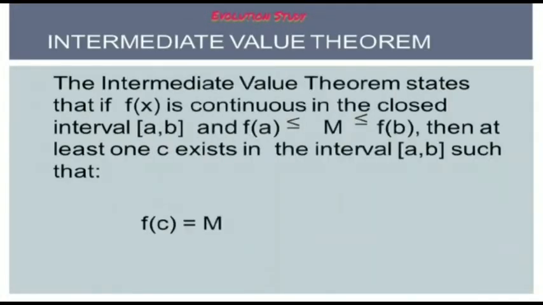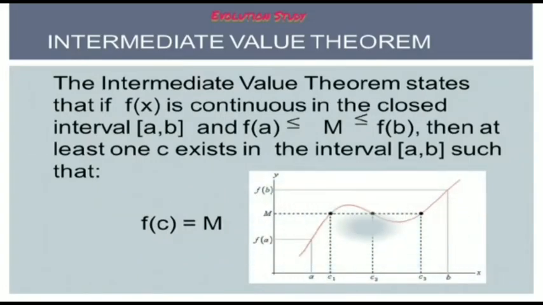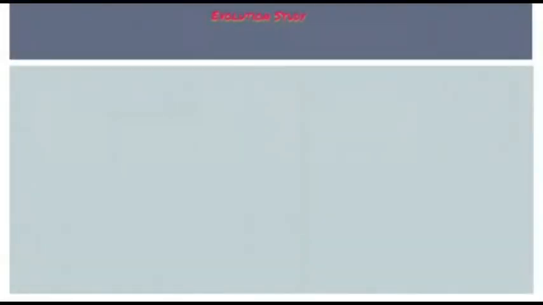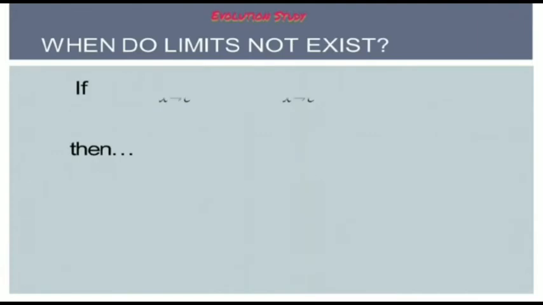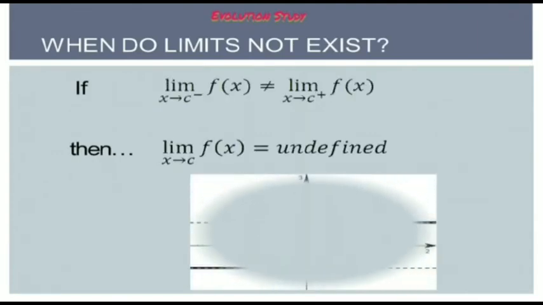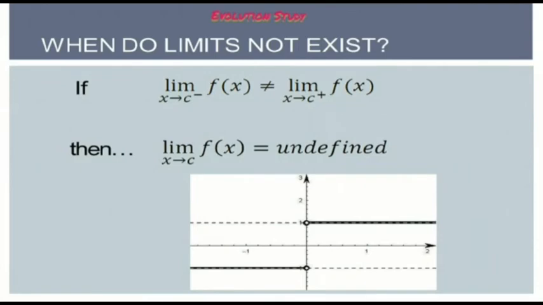Now, what is the intermediate value theorem? The intermediate value theorem states that if f is continuous in the closed interval [a, b] and if f(a) is less than or equal to m less than or equal to f(b), then at least one c exists in the interval [a, b] such that f(c) is equal to m, as shown in the graph. Now one question comes to our mind: when does the limit not exist? If limit x tends to c minus f(x) is not equal to limit x tends to c plus f(x), then limit x tends to c f(x) is undefined, as shown in the figure below.